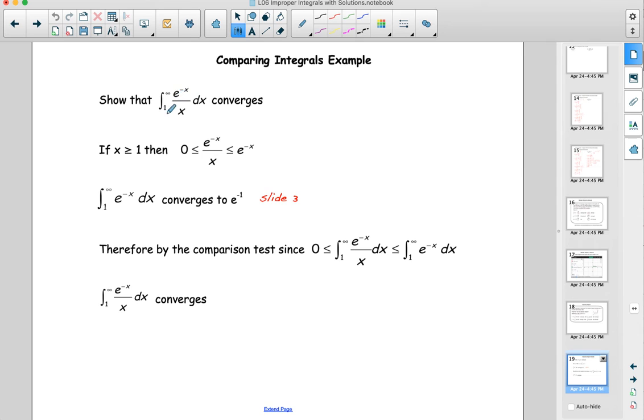So if they asked me to show that the integral from 1 to infinity of e to the negative x over x converges, that's a tough integral to work with, right? You're going to have a hard time going backwards and trying to find an antiderivative on this one.